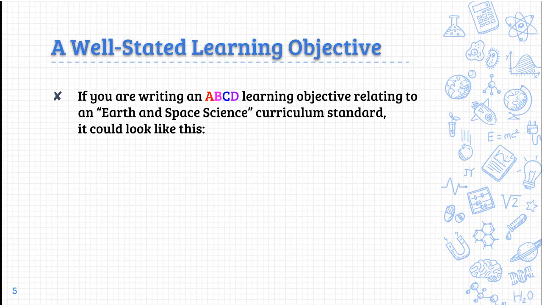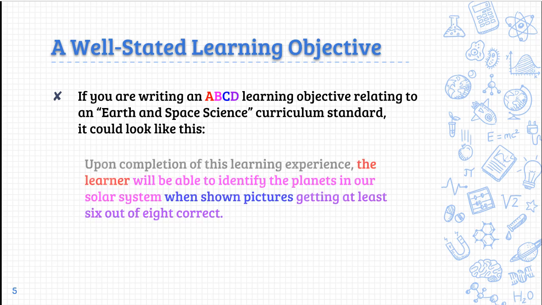So let's look at what a well-stated learning objective might look like. Let's say we're writing an ABCD objective related to an Earth and Space Science curriculum standard. It could look something like this. Upon completion of this learning experience, the learner will be able to identify the planets in our solar system when shown pictures, getting at least 6 out of 8 correct.